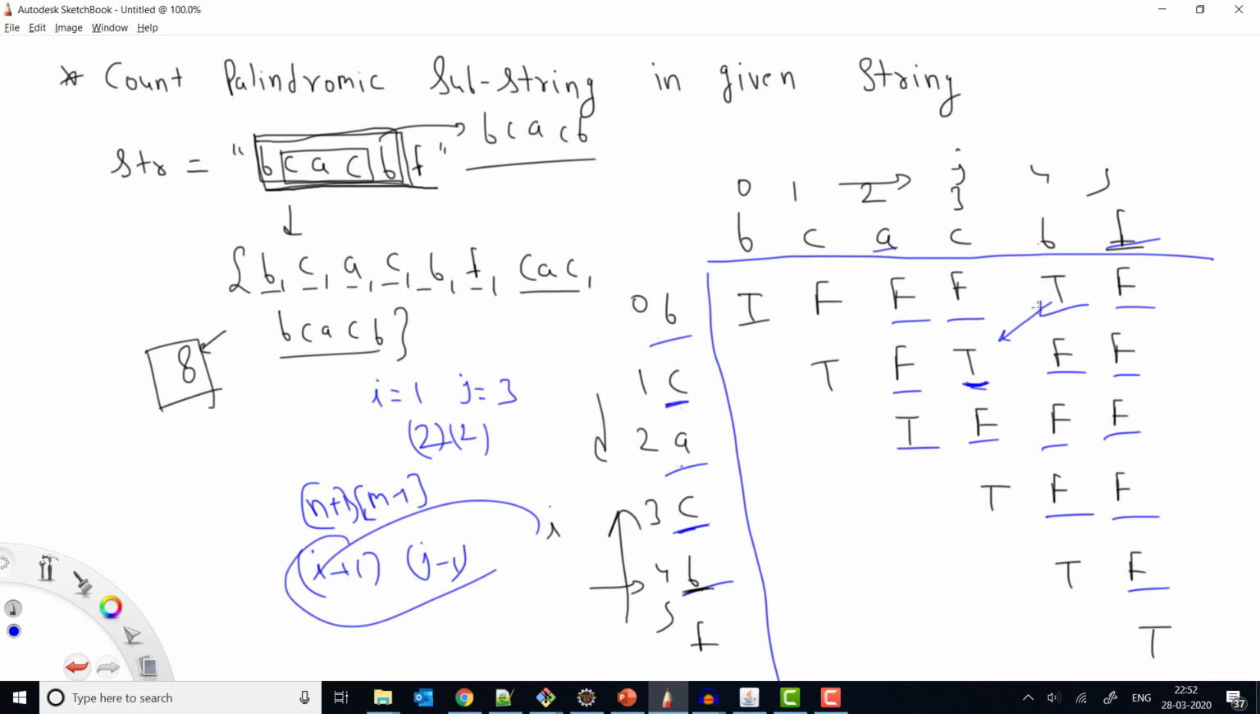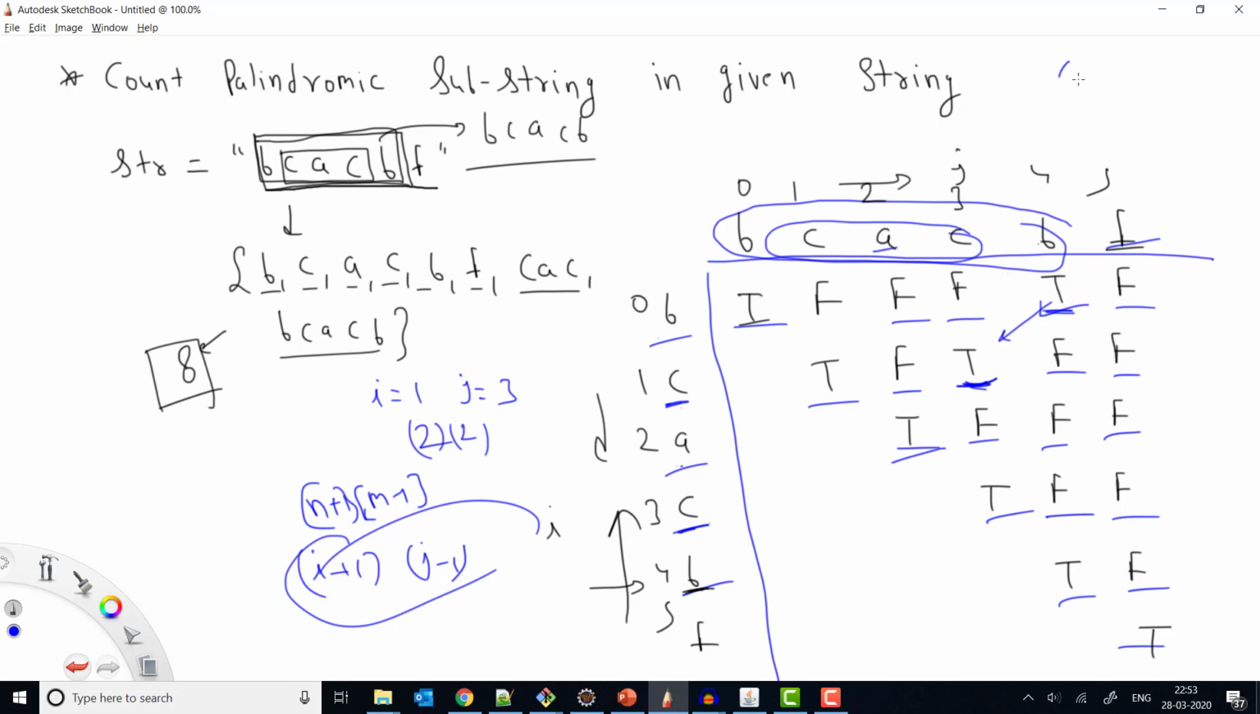Now if you observe here, whenever there is a true, then we are getting a palindromic substring, right? Because these were the single substrings, so here we are getting true. And when we got this true here, there was a substring CAC. And when we got true here, there was also a palindromic substring, right? So it means we'll get true only when we are getting a palindromic substring.